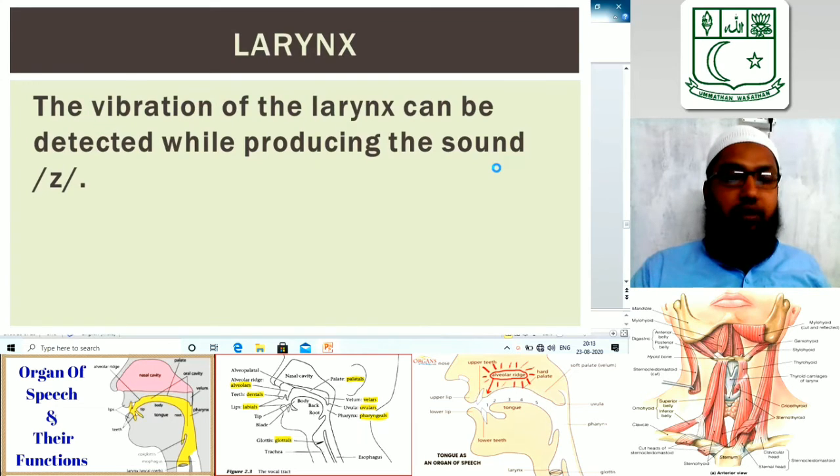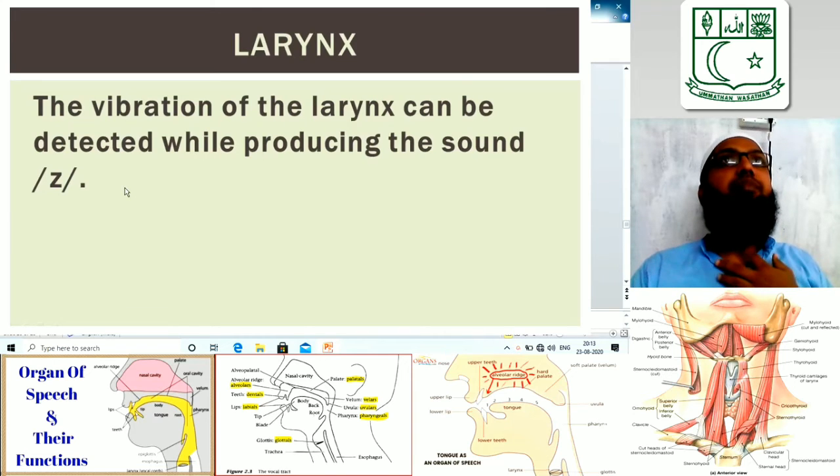Then what is the larynx? The vibration of the larynx can be detected while producing the sound z. So just keep your finger here and you can analyze that the larynx, this Adam's apple, is vibrating.